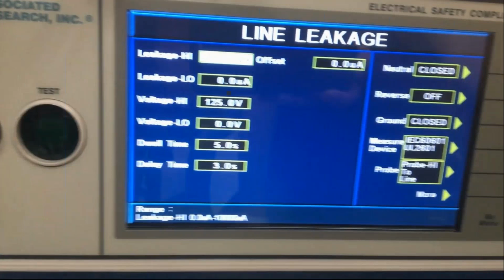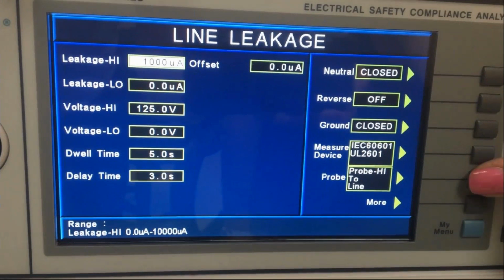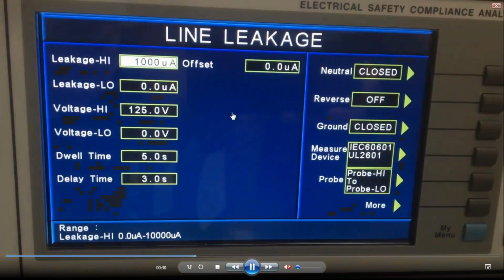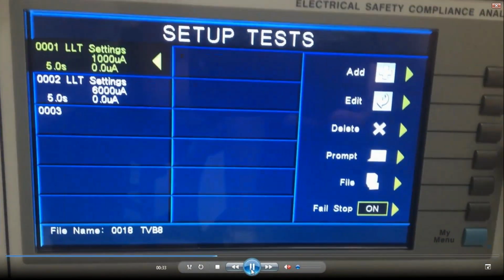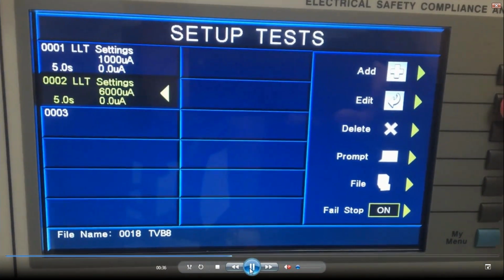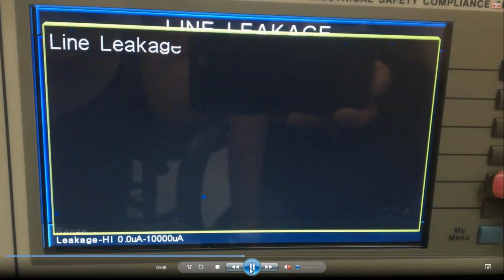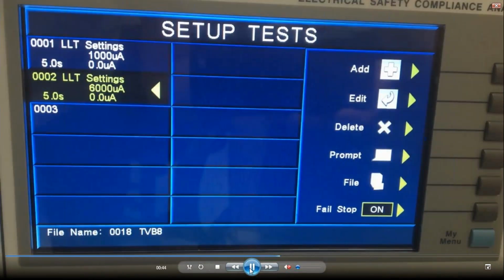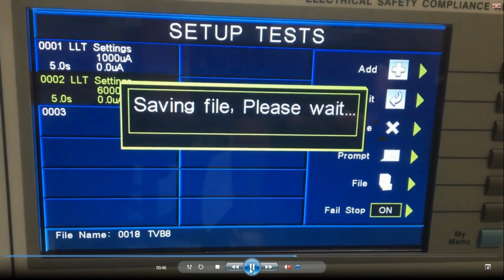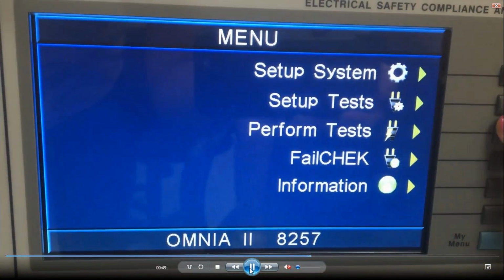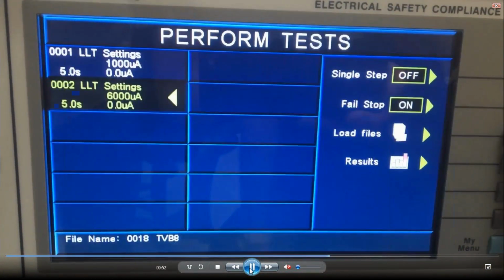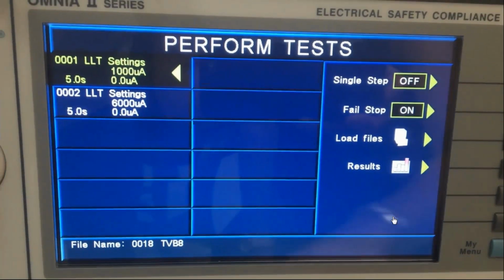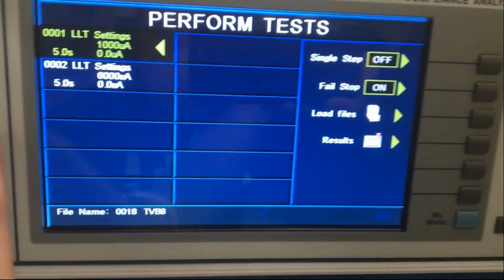We're going to run the normal condition test again, but we had to change our probe condition, right? Initially we had probe high to line. Now we're going to change that condition to probe high to probe low. So I'm putting my MD between those 2 points, and I'm going to run the same test we ran before. First, we're going to change probe conditions for both. Okay, so here's how we set those probing conditions properly.